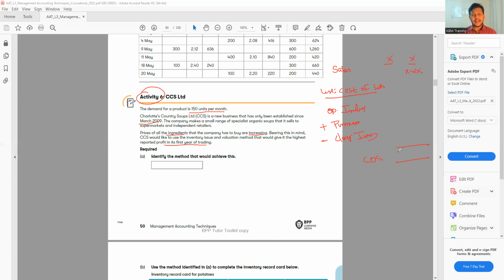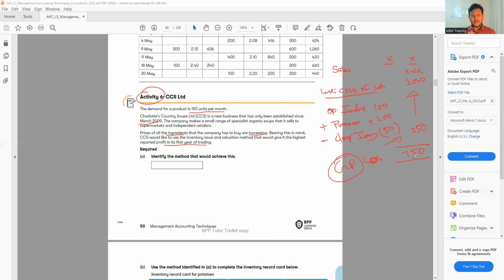Now let's imagine some amounts. Let's say my sales is 1,000, my opening inventory is 100, my purchases are 200, and my closing inventory is 50. Opening inventory plus purchases, 100 plus 200 is 300. From 300, we minus the 50, and that gives me 250. So my cost of sales is 250. And if we minus this cost of sales from the sales, that gives us the gross profit. So 1,000 minus 250 gives us 750.